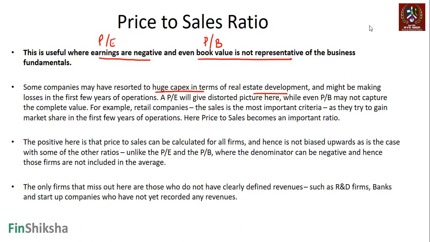A PE will give a distorted picture, while even P by B may not be able to capture the complete value. So, for example, for retail companies, sales is the most important criterion. They want to try and gain market share in the first few years of operations. So you're going to try and evaluate these companies based on what is the sales that they're doing at this point in time. Let's say there was a retail firm that was going to acquire another retail firm, and the target company may not be profitable at this point in time.